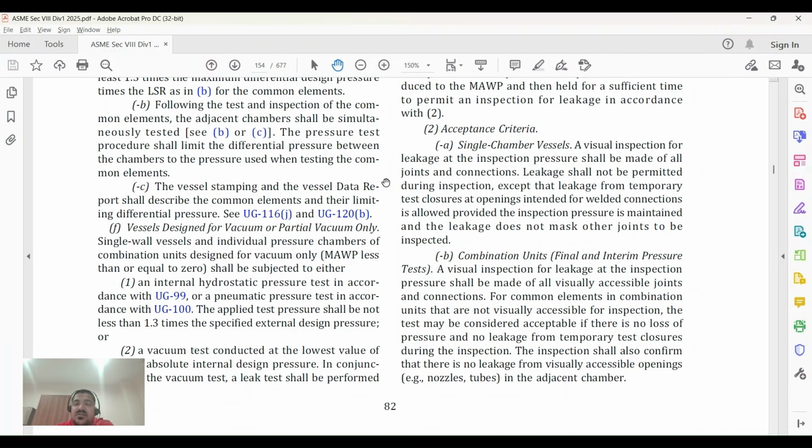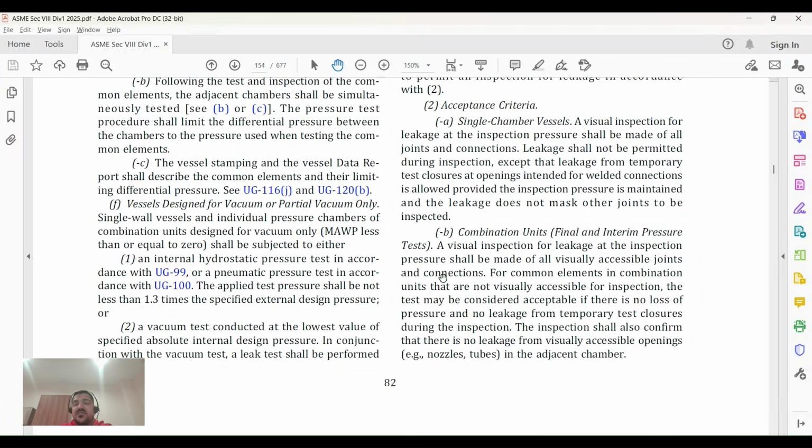visual inspection for leakage. At the inspection pressure, a visual inspection shall be made of all joints and connections. Leakage shall not be permitted during the inspection, except that leakage from temporary test closure at the opening intended for welded connection is allowed, provided the inspection pressure is maintained and the leakage does not mask other joints to be inspected.